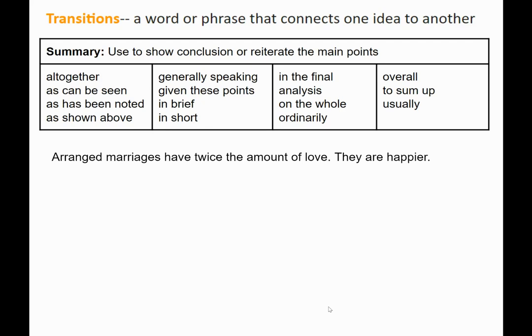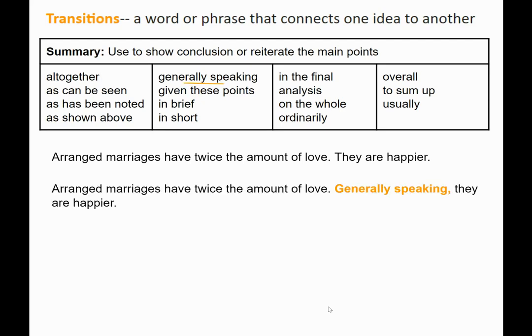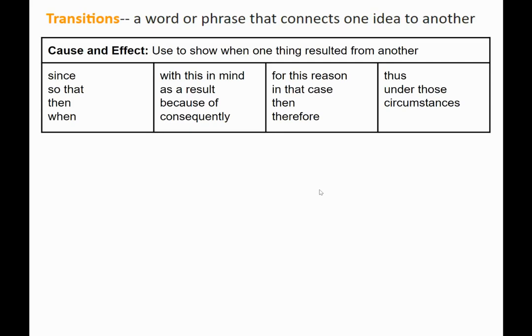Next, we have one for summary. Arranged marriages have twice the amount of love. They are happy. Arranged marriages have twice the amount of love. Generally speaking, they are happier. Again, I'm connecting my ideas.